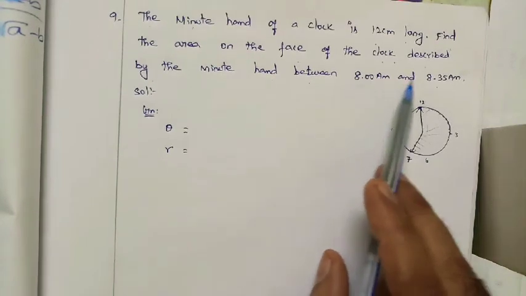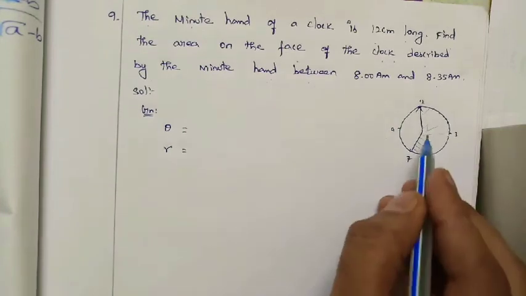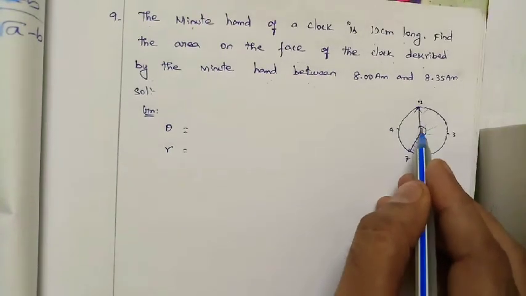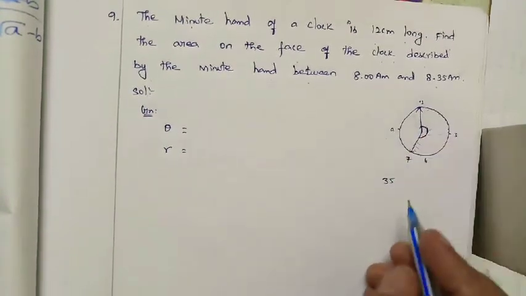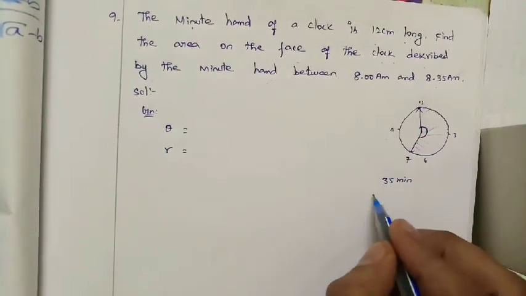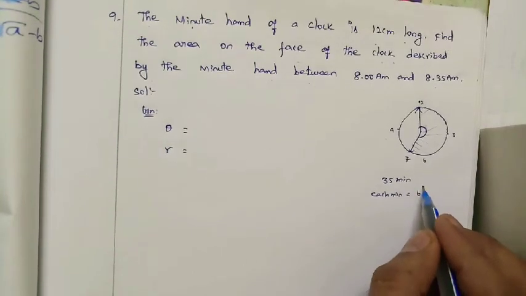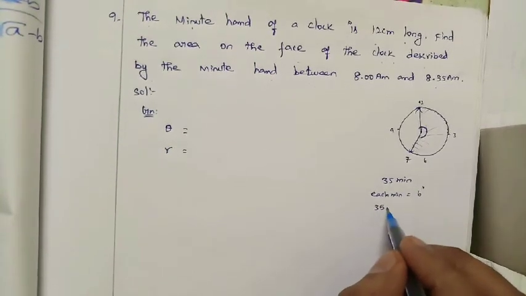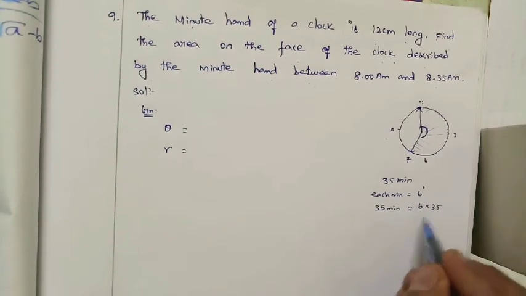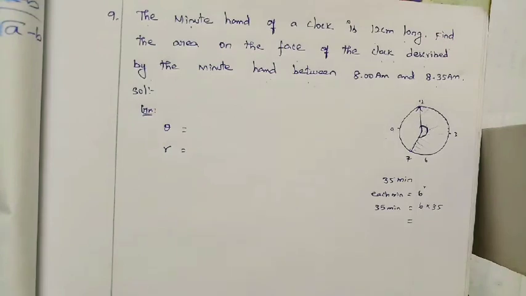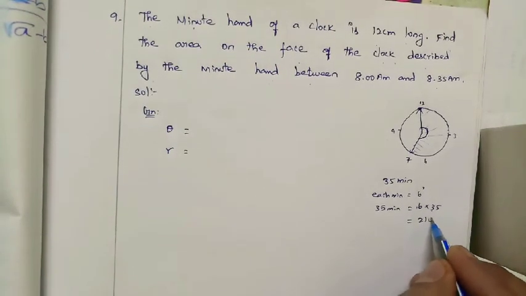So here totally how many minutes? 35 minutes. So for 35 minutes, how much angle has been described? 8 to 8:35 is nothing but 35 minutes. For each minute, how much angle is it describing? 6 degree. For 35 minutes, 6 into 35 degree. So 35 into 6 is nothing but 210 degree, right?